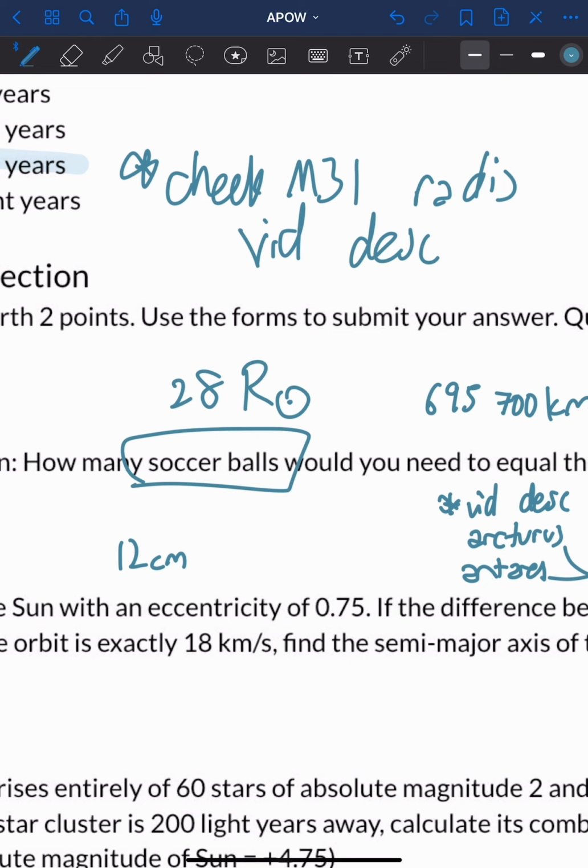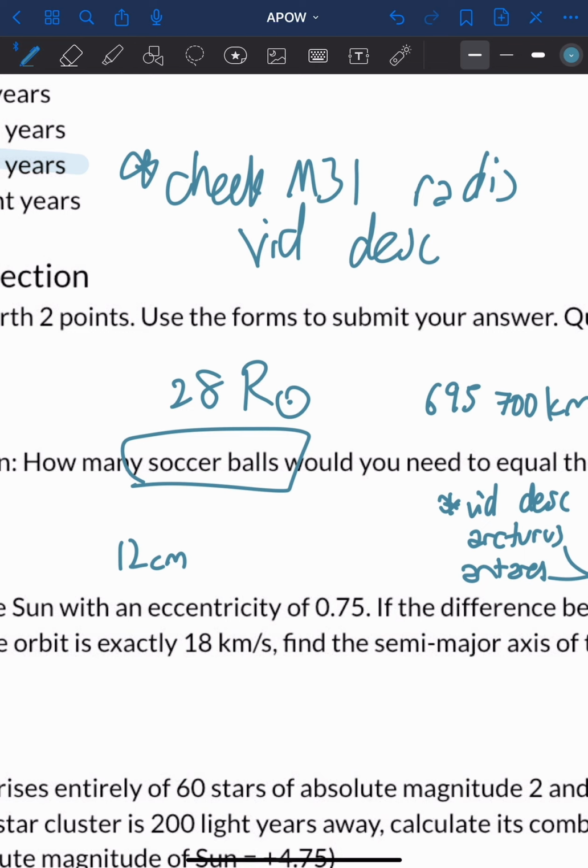So we have like 695,700, but that's in kilometers, so we add like 3 more zeros. But then we're using cm down there, so we need to add like 2 more zeros, I think. Yeah. And then we cube this. So we take this, divide by like 12 cubed. Yeah, just say it's like huge.